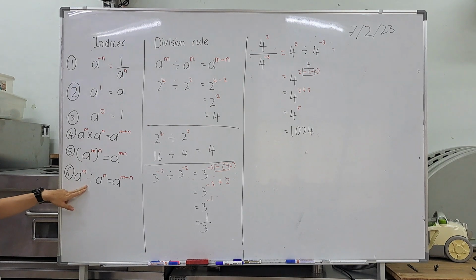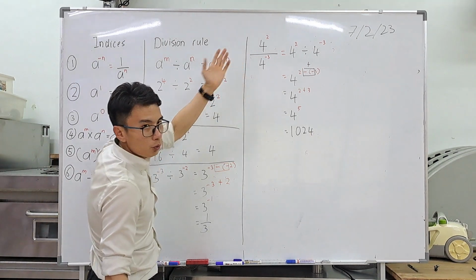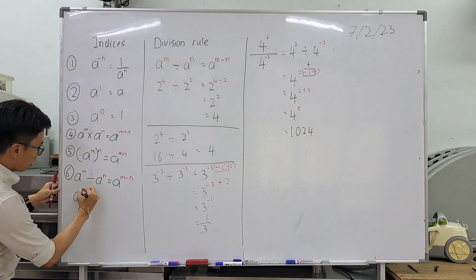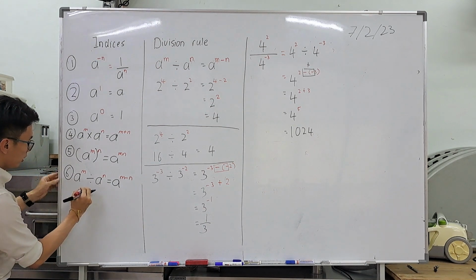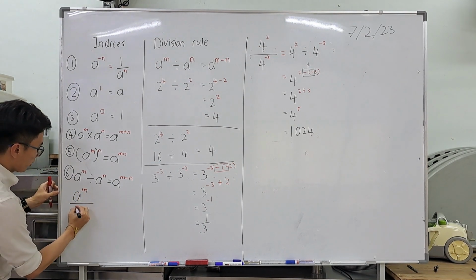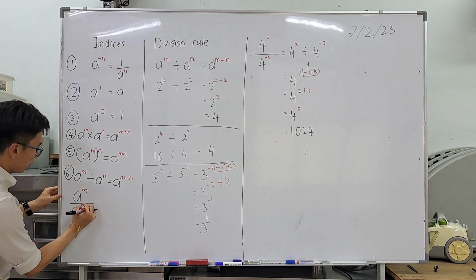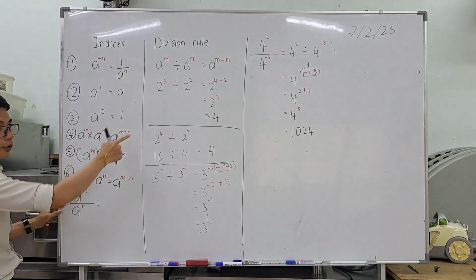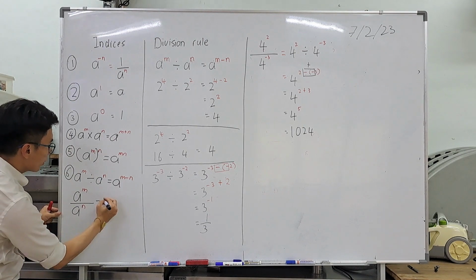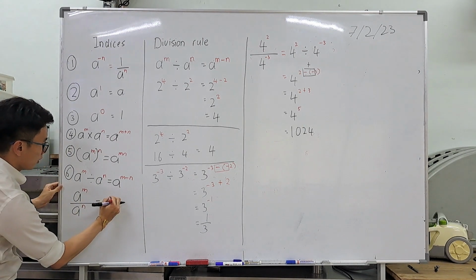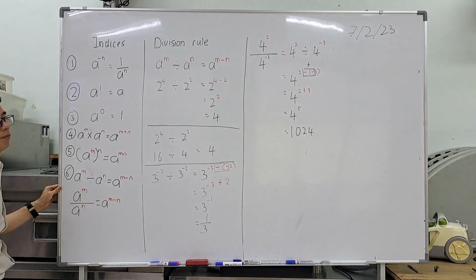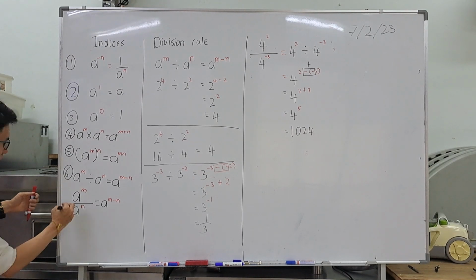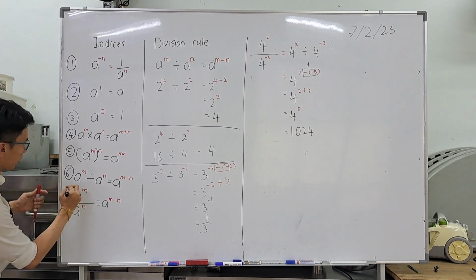Now, don't be confused. This has the same meaning as this one, so you can also write it like this as well. If I have a to the power of m over a to the power of n, this fraction means a division operation, correct? As shown in the example over there. So I can also rewrite this as a to the power of m minus n. We can actually call this rule number 7. It's the same thing.